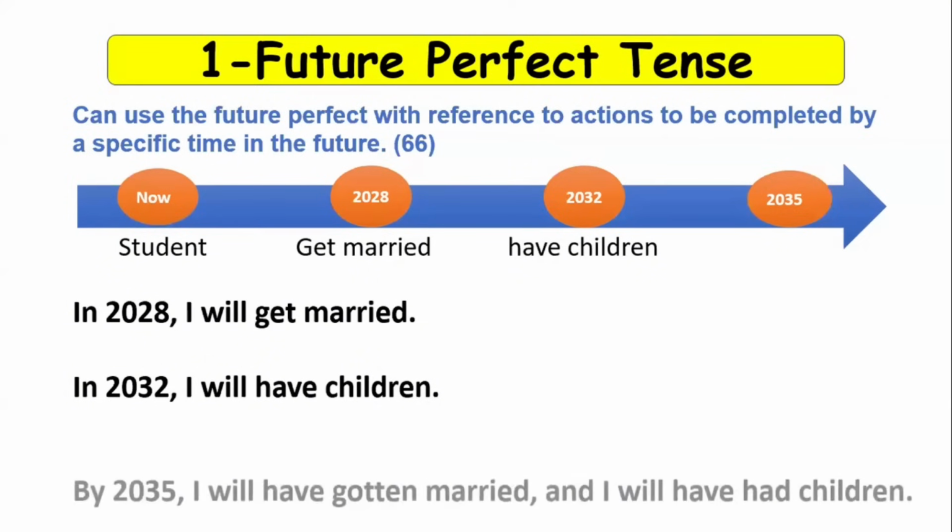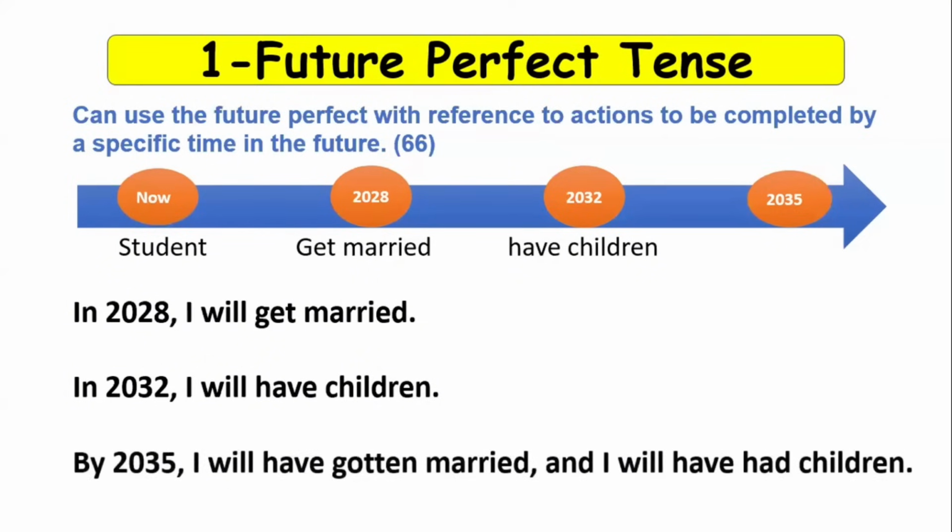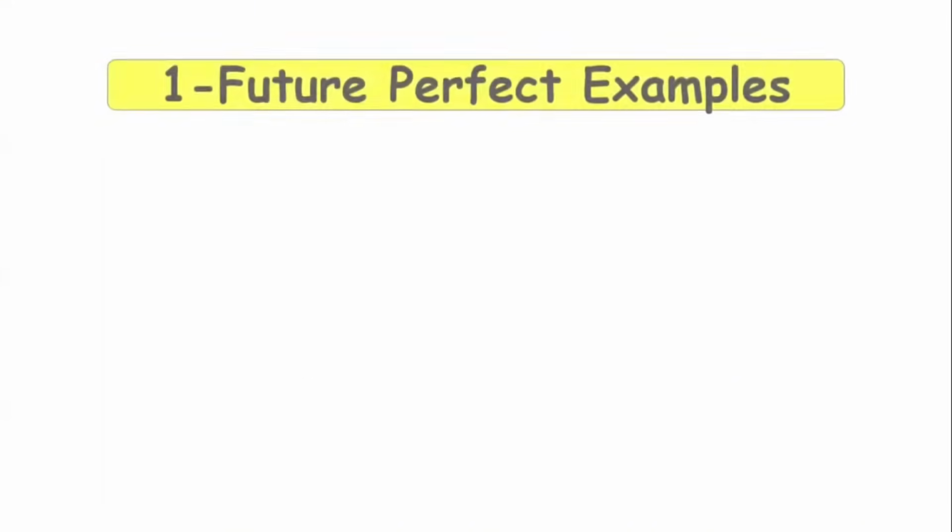But if you're talking about 2035, it means before that, all of this will have been completed. Yani it might be any time before 2035. So by 2035, I will have gotten married and I will have had children, because it will happen before this future date. Okay. I hope this is clear.